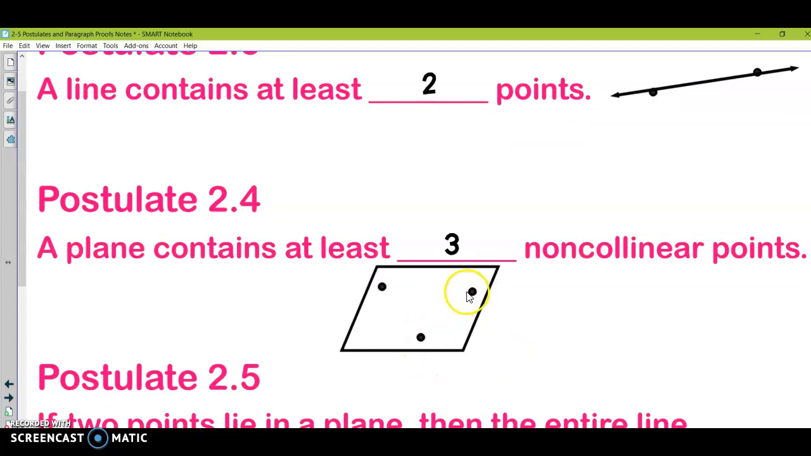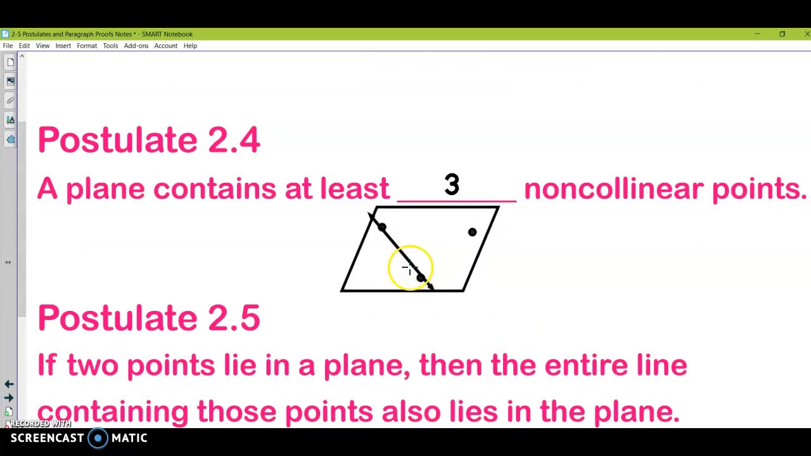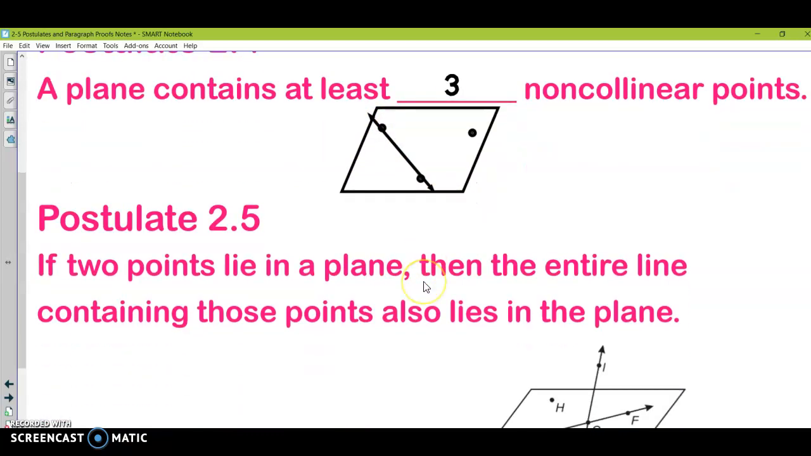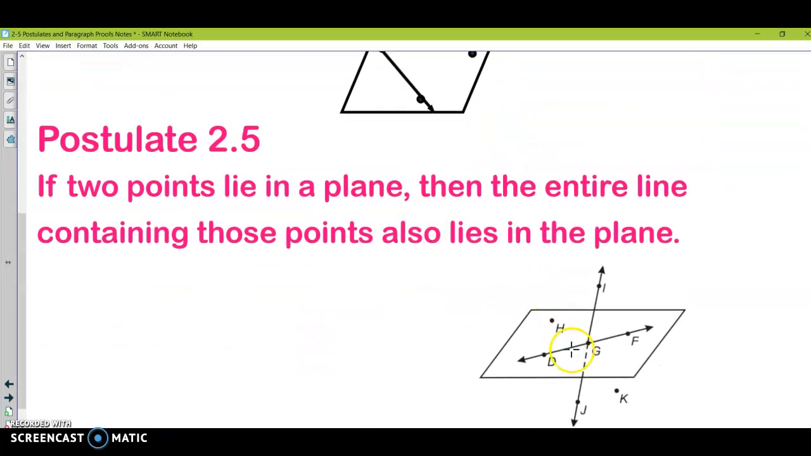Now, with those 3 points on a plane, we could draw 2 unique lines. So if I were to draw a line on that plane, we would see that that whole line has to be in the plane because the 2 points that made it are in the plane. And that's what postulate 2.5 says. So because we have line DF in that plane, point G that is on DF is also in that plane. So any point on line DF would be in the plane that DF is in.